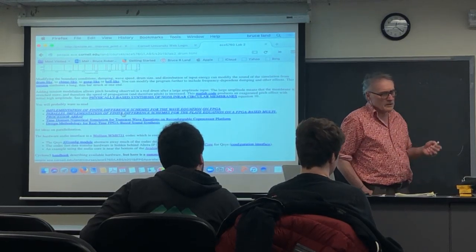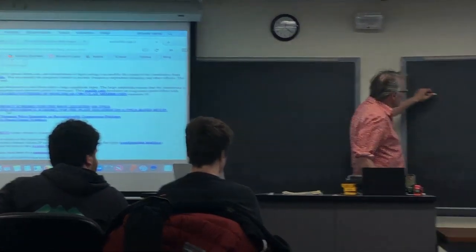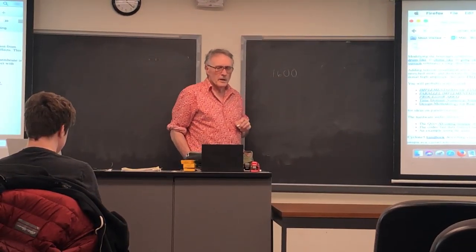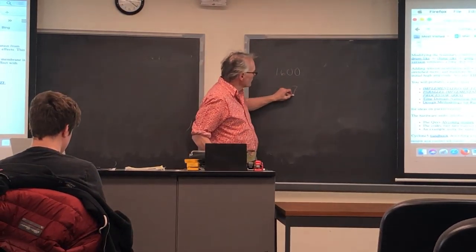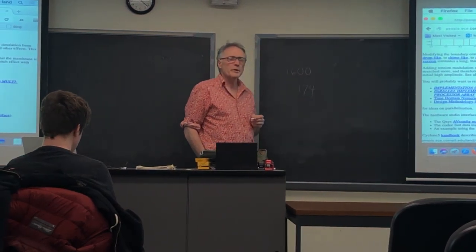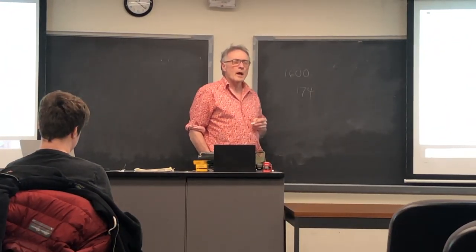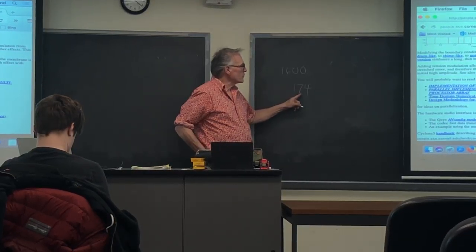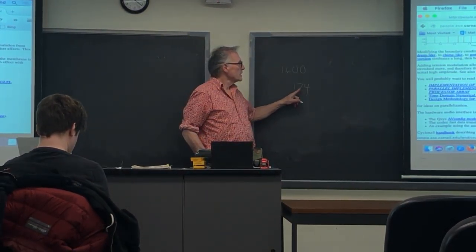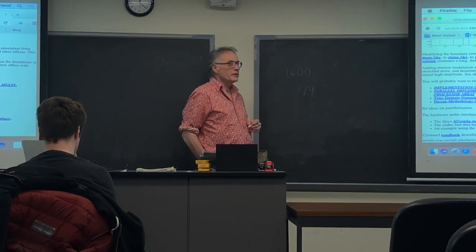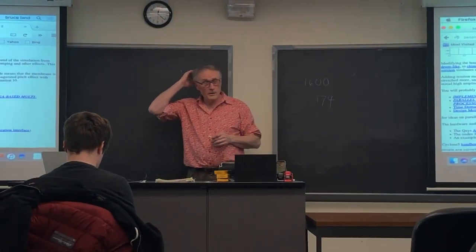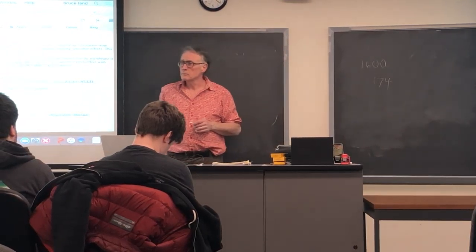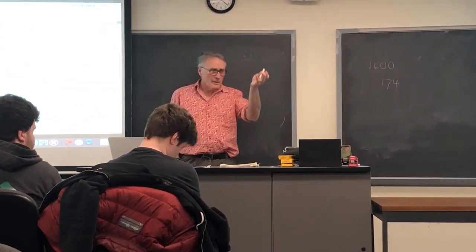So the question is, given that you need to make 1600 nodes, and you've got 174 multipliers, what are you going to do? How are you going to multiplex the multipliers? How are you going to reuse the multipliers in such a way that you can get about 10 nodes per multiplier? Have you thought about that at all?